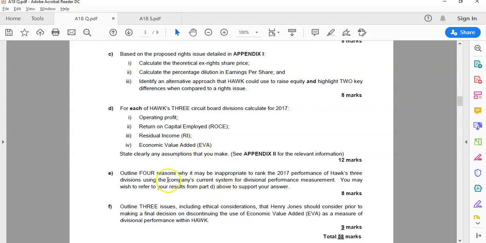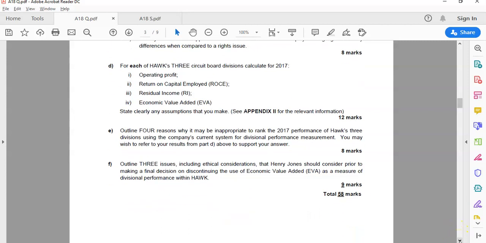Right? But the key point there is you have 4 reasons, 4 solid bullet points, and maybe 1 or 2 sentences each. Because 8 marks is a significant amount. You can't just give a couple of little words and hope to get your full marks. 3 issues then, including ethics.